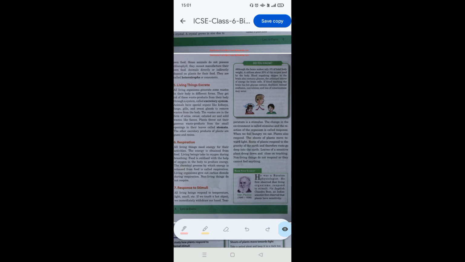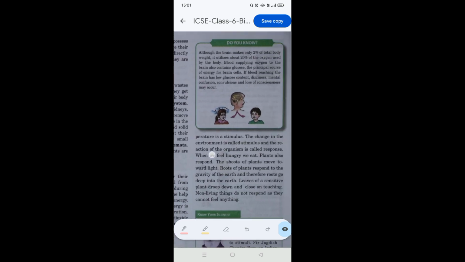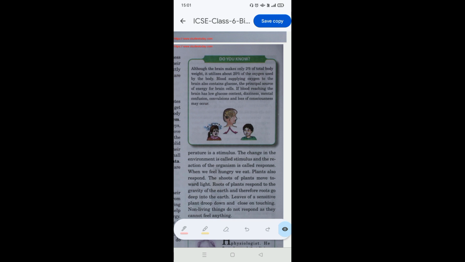So, now moving on. Do you know, although the brain makes only 2% of total body weight, it utilizes about 20% of the oxygen used by the body. The blood supplying oxygen to the brain also contains glucose, the principal source of energy for brain cells. If blood reaching the brain has low glucose content, dizziness, mental confusion, convulsions, and loss of consciousness may occur.